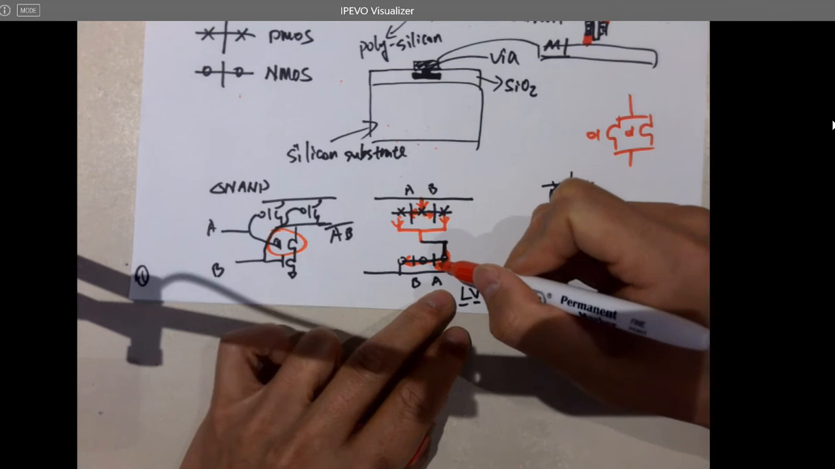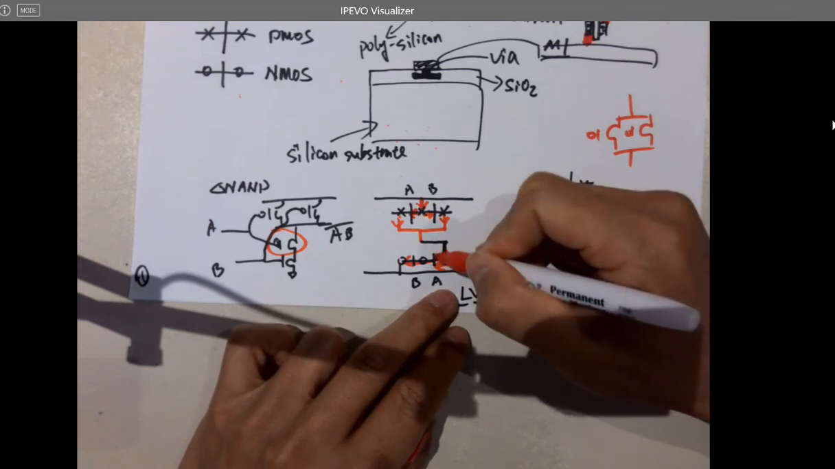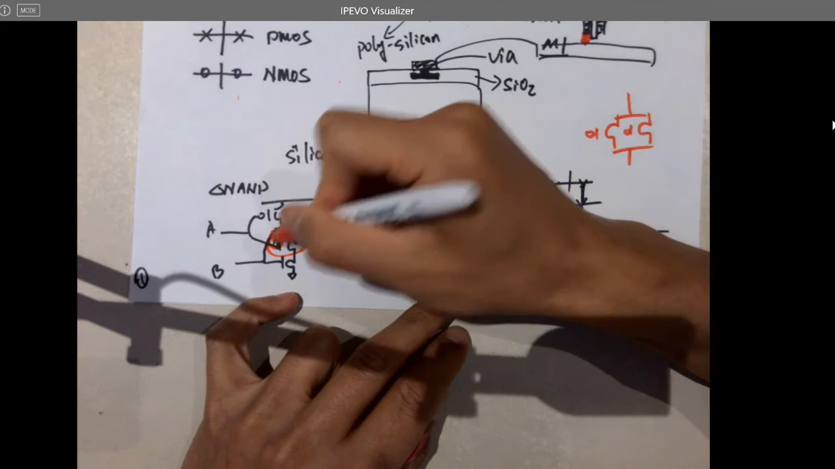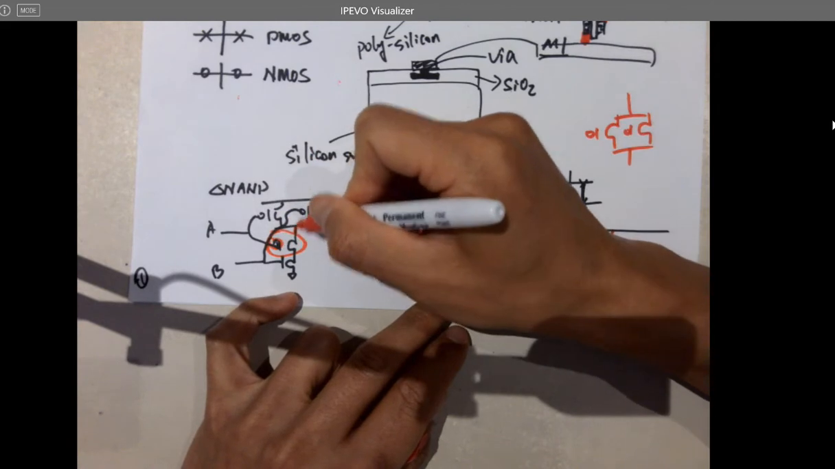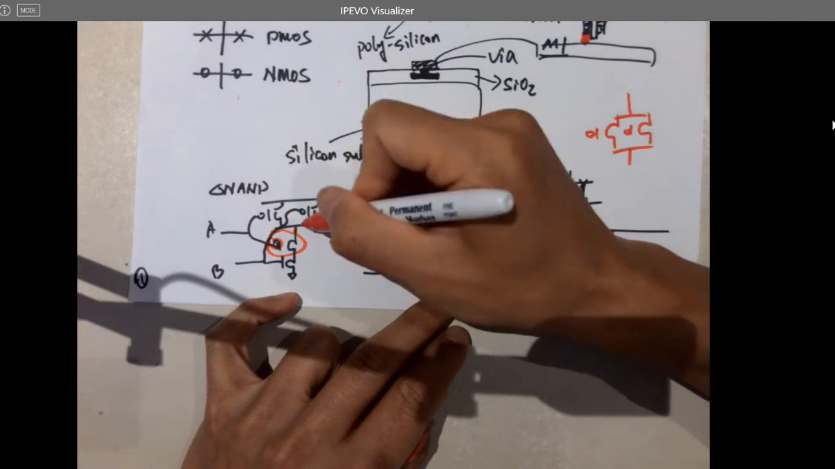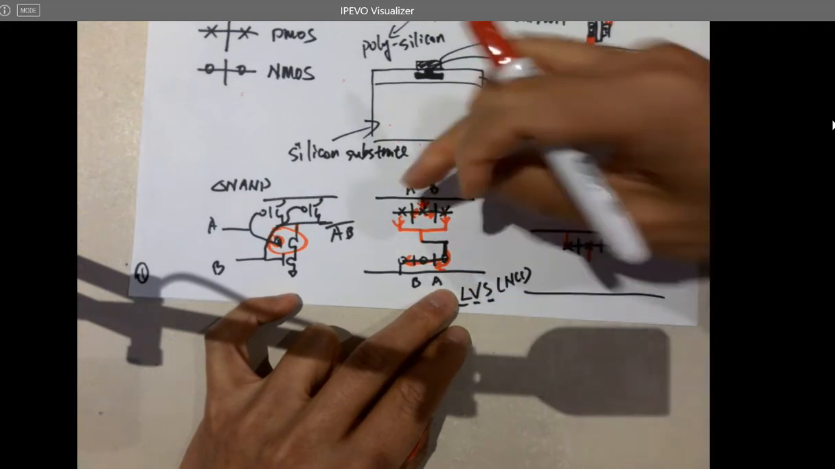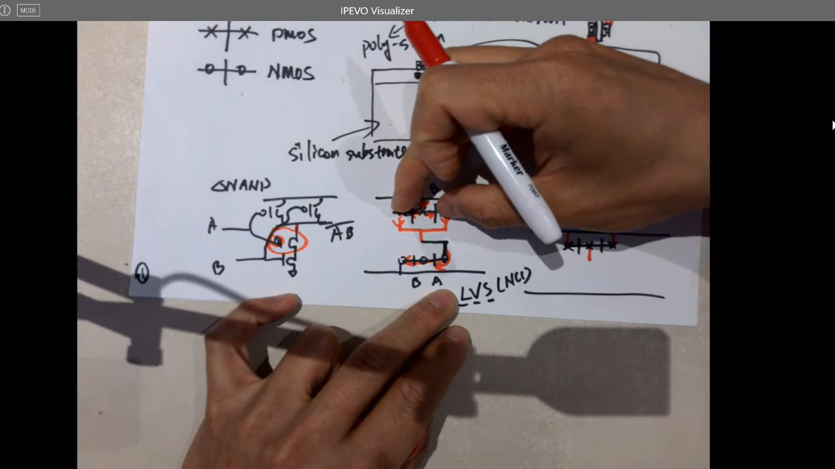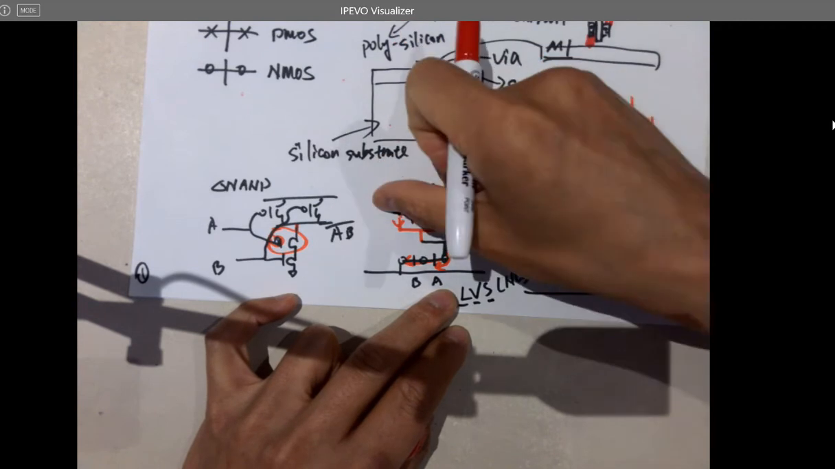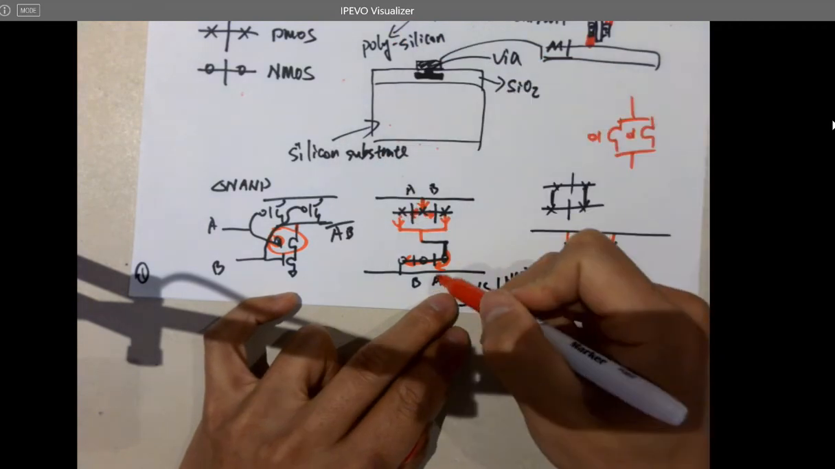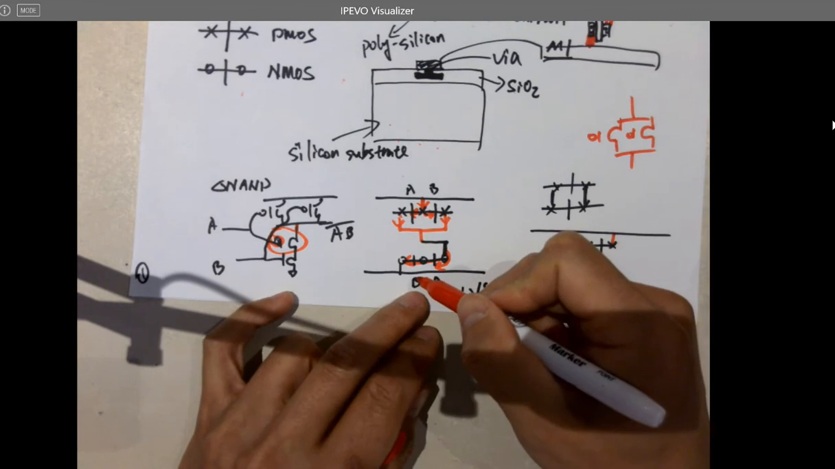So for here, it matters. So this one must be A, because this one is A. That's the first PMOS, and this is the first NMOS underneath the PMOSes. And this is the first NMOS underneath the PMOS. But these two don't matter at all. These are in parallel, they are interchangeable. So if this guy has to be A, this one has to be B, right?